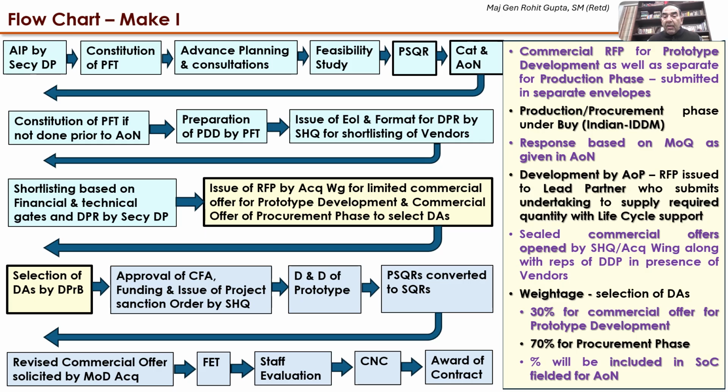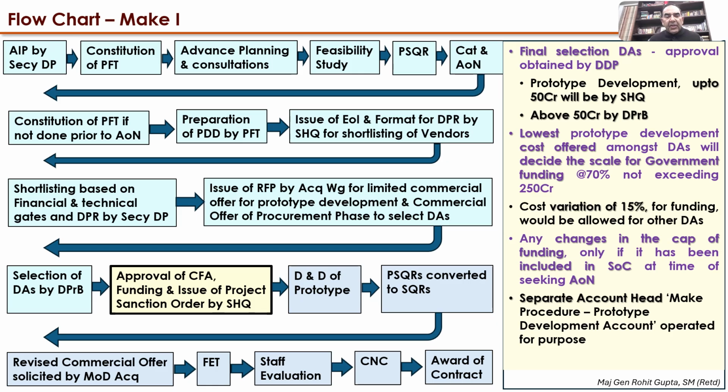So the commercial offer is opened here, whereas in the buy and buy and make it was done only by the CNC. The weightage given over here for the selection of DAs is 30% for the commercial offer for the prototype development, and 70% for the commercial offer for the procurement phase. And the percentage shall be laid down and included in the statement of case fielded for the acceptance of necessity and known to the vendor concerned.